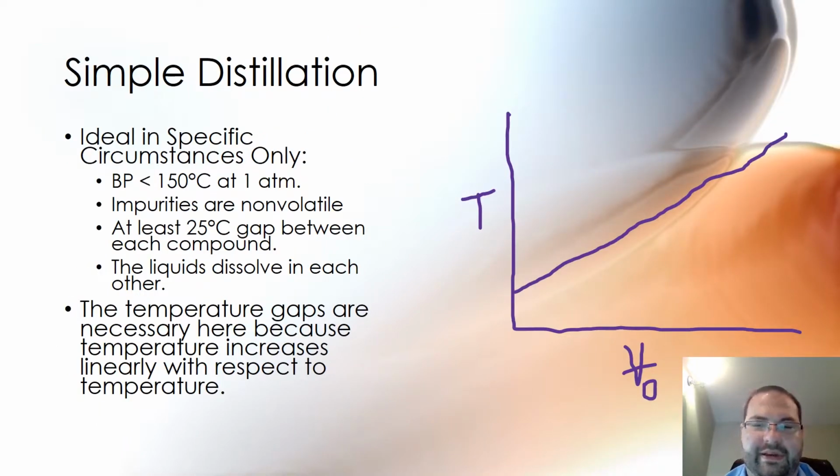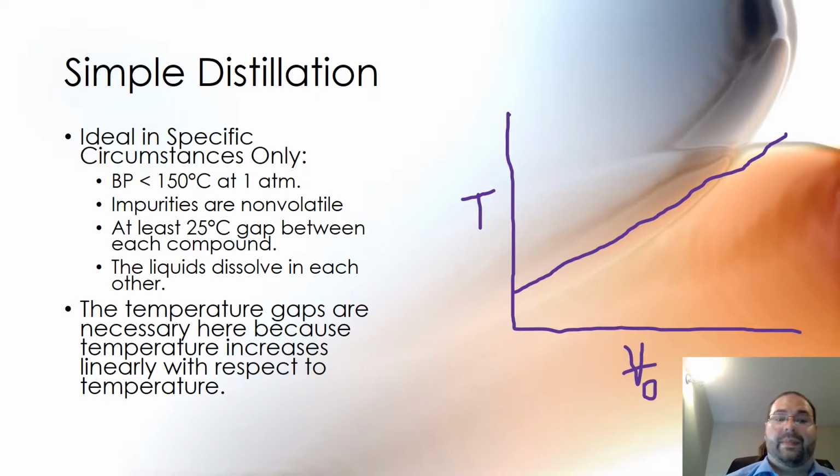So we're going to move on to distillation. Simple distillation is ideal for certain circumstances. Basically, anything that you're using in a simple distillation, your boiling point is going to have to be less than 150 degrees Celsius at 1 atmosphere. We consider that to be a normal boiling point. It's just a standard marker, because you'll remember from general chemistry that a substance boils when the vapor pressure of the liquid becomes equal to the atmospheric pressure over the liquid.